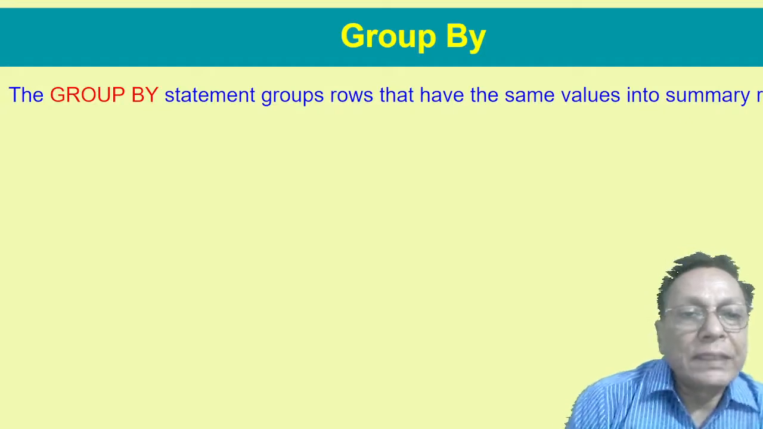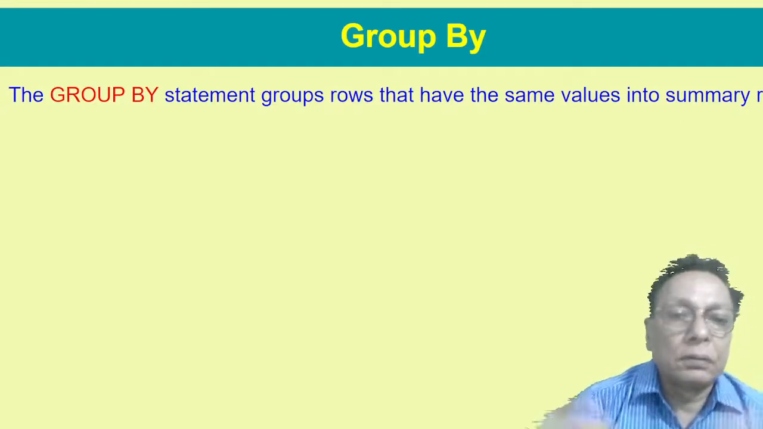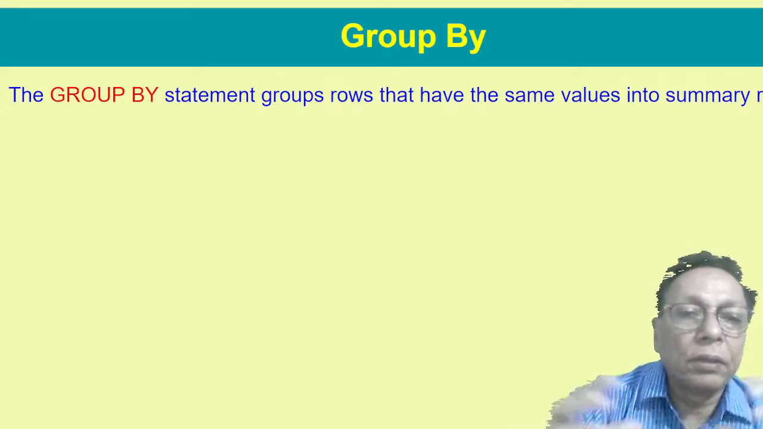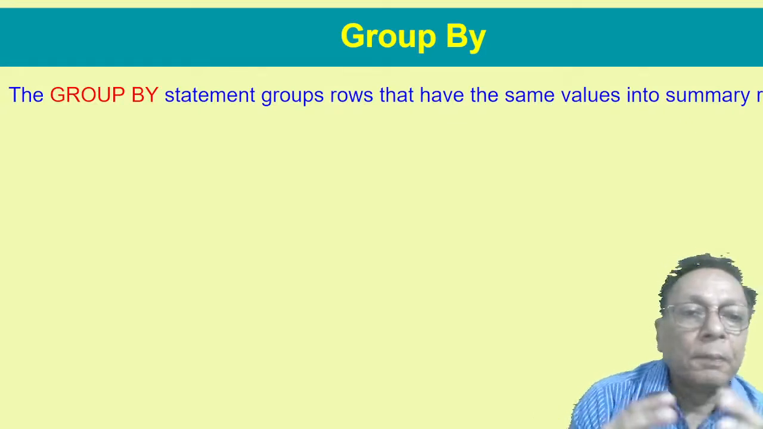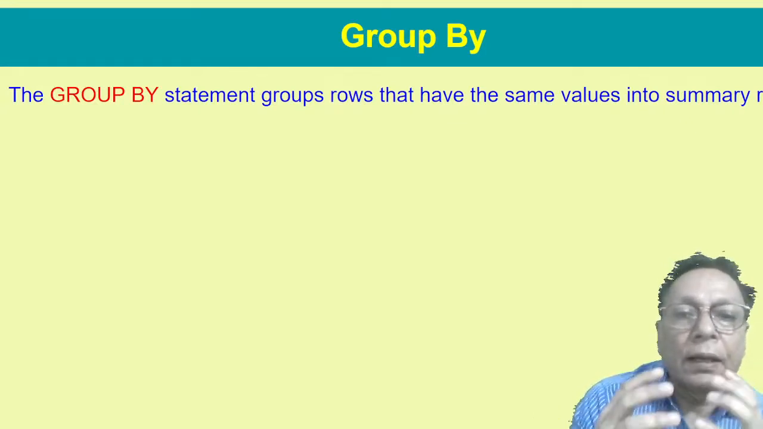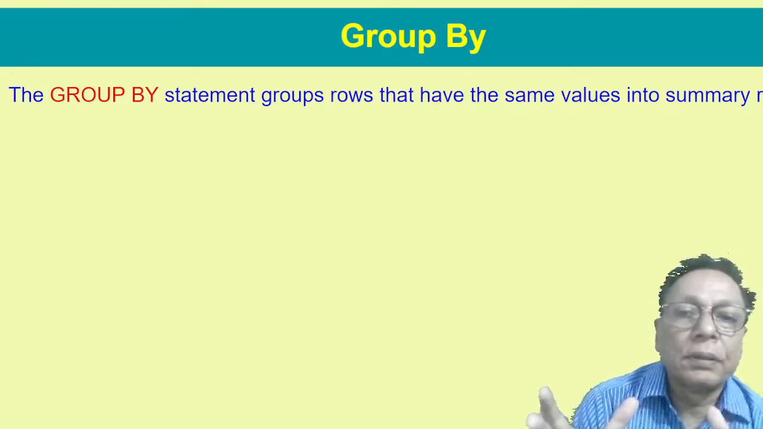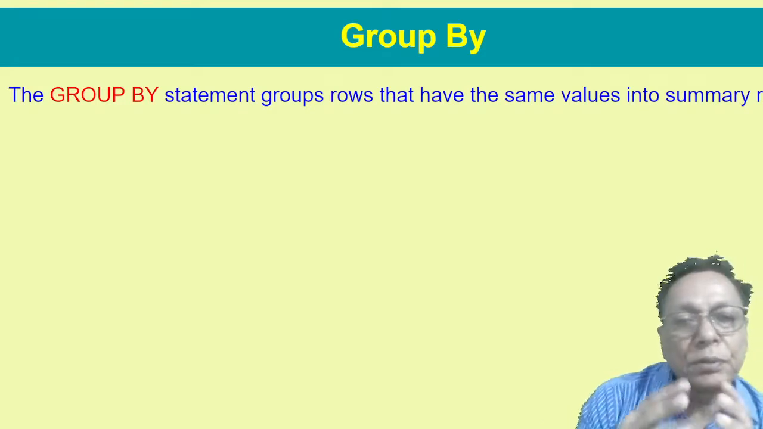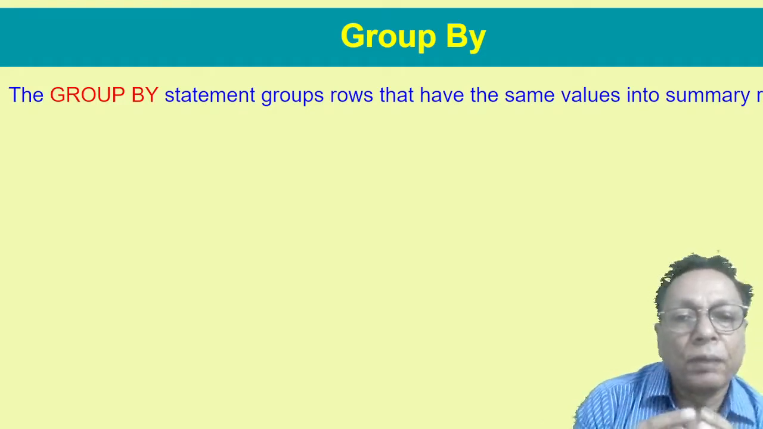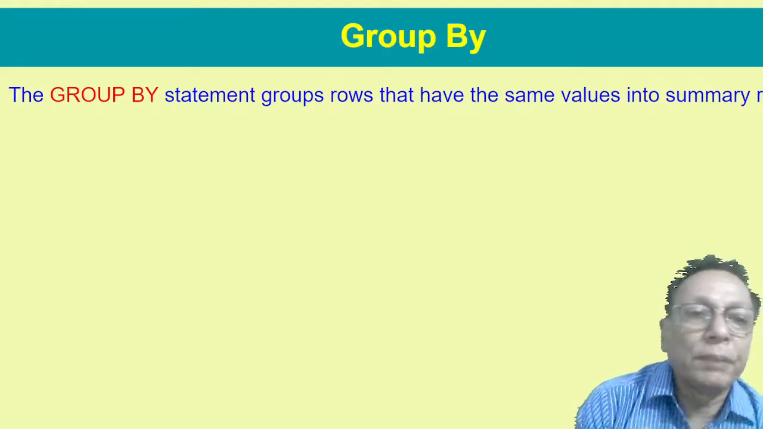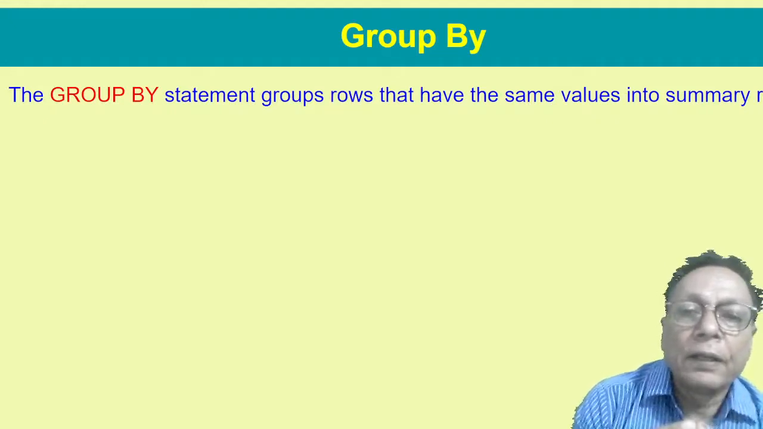The group by statement groups combined together, or clubbed. Group by clubs the rows that have the same values into summary rows. It means if you want to produce a table or create a summary of your table, this group by will help you.